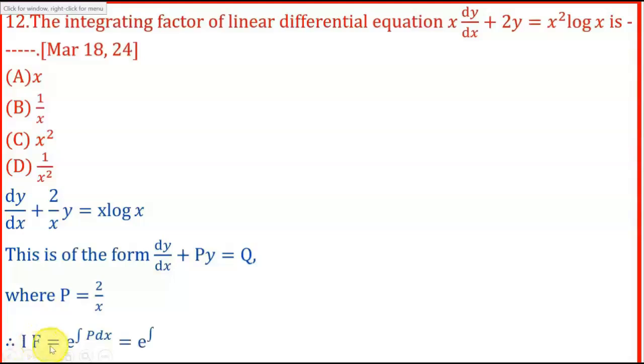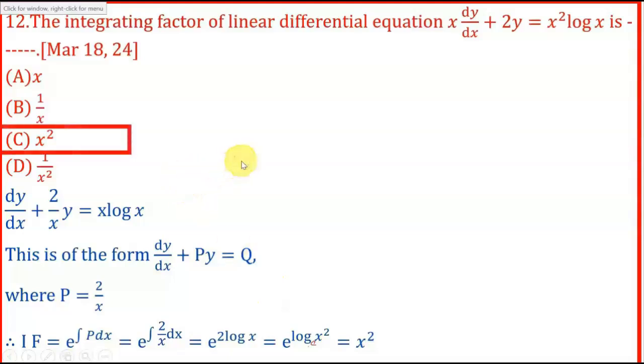Therefore the integrating factor is equal to e raised to integral p dx. The value of p is 2 upon x, so e raised to integral 2 upon x dx. The integral of 1 upon x into dx is log x. Therefore, e raised to 2 log x, and it can be written as e raised to log of x square. Again, e raised to log of x square to the base e is nothing but x square, and hence the integrating factor is x square, and hence option C is correct here.